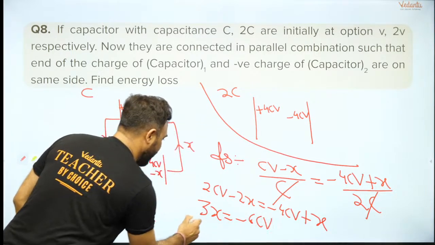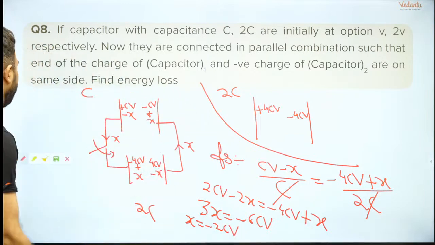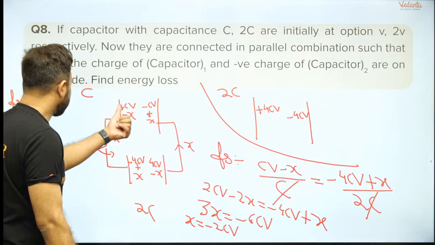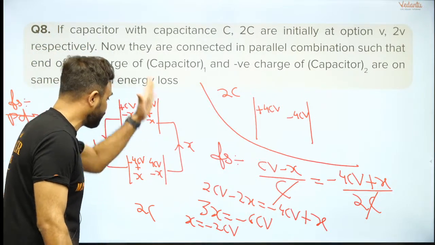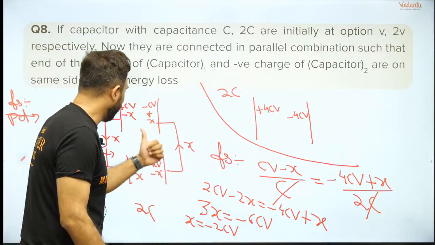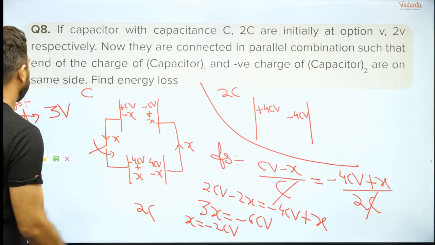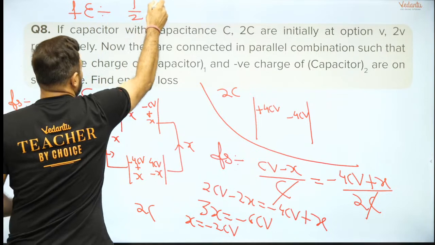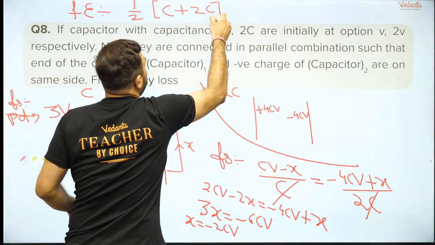So this gives you 2CV minus 2x is equal to minus 4CV plus x. So 3x comes out as minus 6CV. So x comes out as minus 2CV. And if x comes out as minus 2CV, in the final state, the potential difference of both the guys becomes equal to CV minus x upon C. That is CV minus minus 2CV. So 3CV upon C is 3V. Final potential difference is 3V.